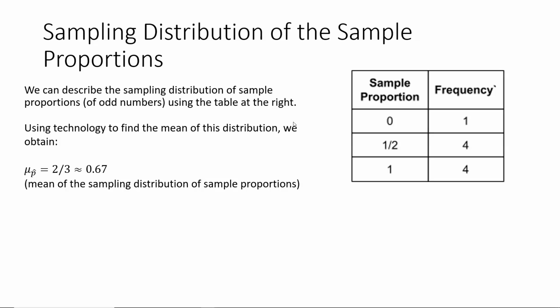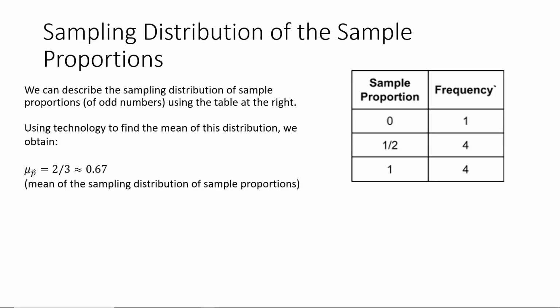All right, and the last thing I want to take a look at in looking at a summary of all these different statistics that we had in the table of 9 samples, this is the sampling distribution of the sample proportions. What I mean by that is I went into that table of 9 samples that we saw earlier, counted up how many of each of the different proportion values there were, got this frequency table. Then I used some technology to find the mean value for this sampling distribution. I came up with a value of 2/3, which happens to match the population proportion of odd numbers that we saw earlier for the population.